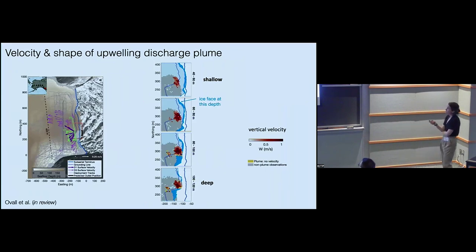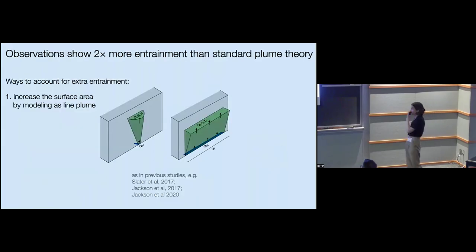These are 4 slices of the plume from closer to the surface down closer to the grounding line, where the white part is the glacier, the other side is the ocean, and this blue line here is where the ice is at that particular depth. And so you can see this upwelling core with peak velocities at the center, a relatively circular shape, and velocities exceeding 1 meter per second. Okay, and one of the big results to come out of this is that the observations show about 2 times more entrainment into the plume than we expect based on standard plume melt theory.